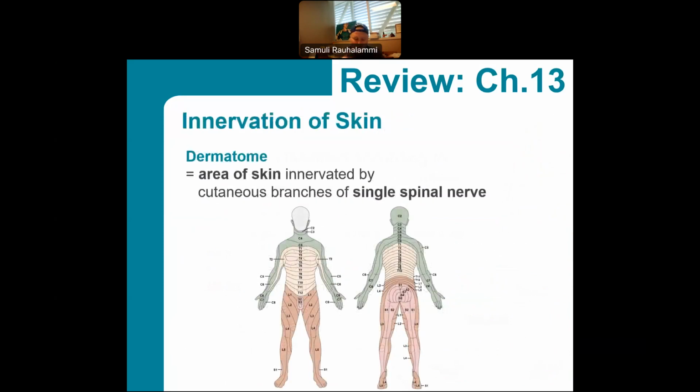I wanted to talk quickly about the innervation of the skin as well. These are our dermatomes. So these are the areas of the skin innervated by each spinal nerve. We're going to have 31 spinal nerves, and those can then be looked at to see which of the spinal nerves innervates which region.